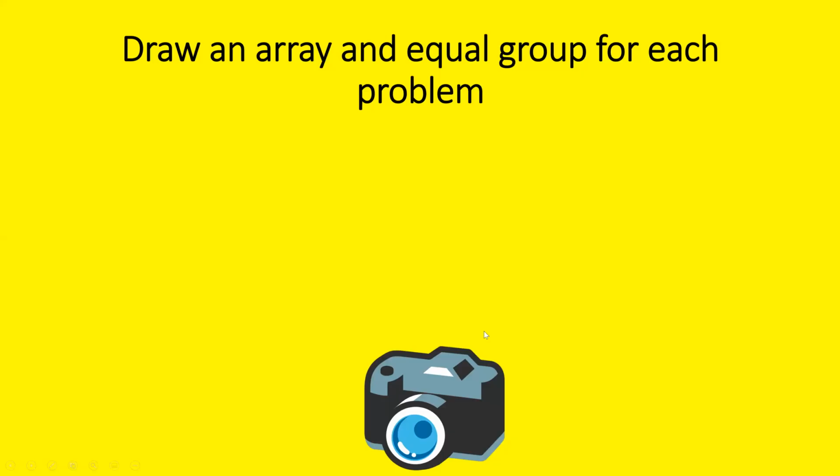All right, so now you guys are going to draw an equal group for each problem and an array, and you are going to take a picture of it. So your first problem is 2 times 5. So first you're going to draw an equal group and then you're going to draw an array. Please pause the video while you draw your array and equal group.